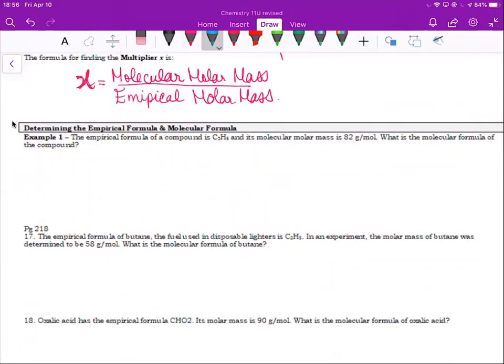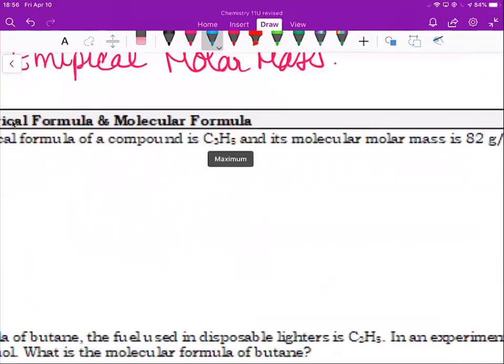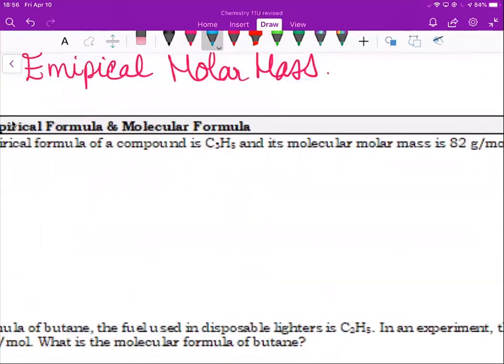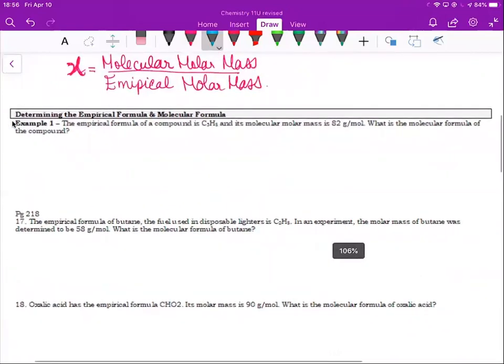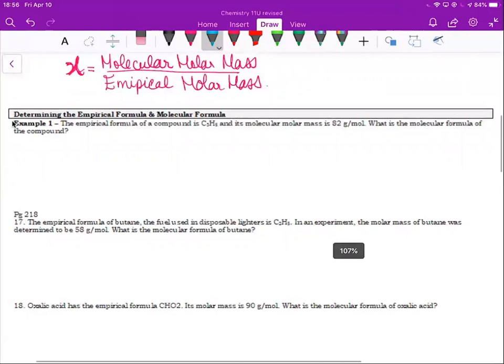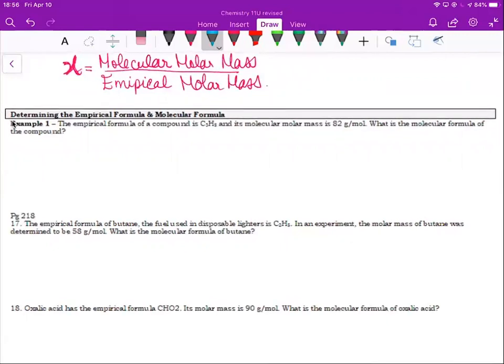Okay, so let's look at a sample question. The empirical formula of a compound is C3H5, and its molecular mass is 82 grams per mole. What is the molecular formula of the compound? I really hope it's C3H5. Okay, so C3H5, let's find out. They gave it to us.